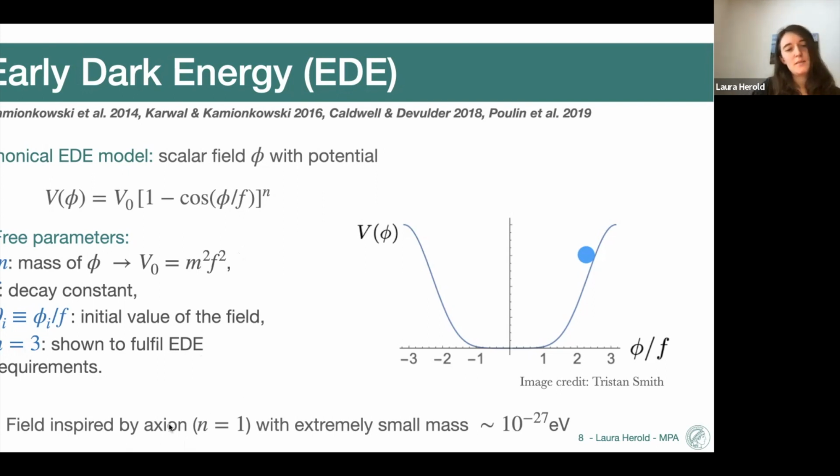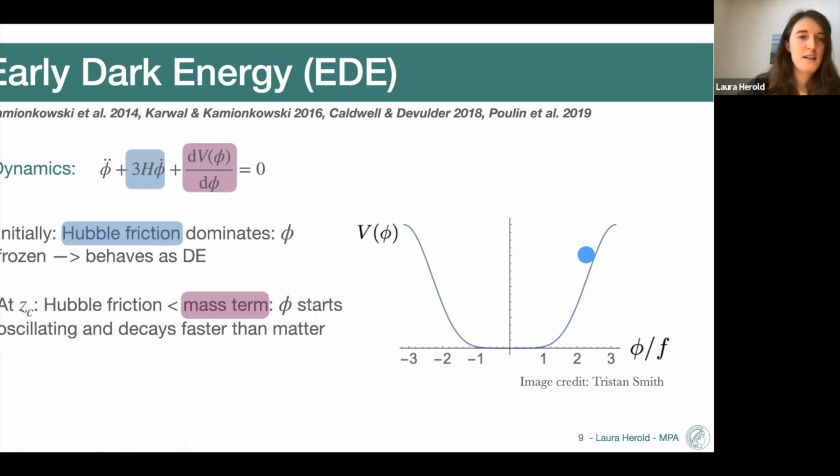So this field is inspired by the axion. For an axion-like potential, one would expect n of 1. So it's a field inspired by the axion with extremely small mass. And if we have a look at the dynamics of the field, in the beginning, Hubble friction dominates.